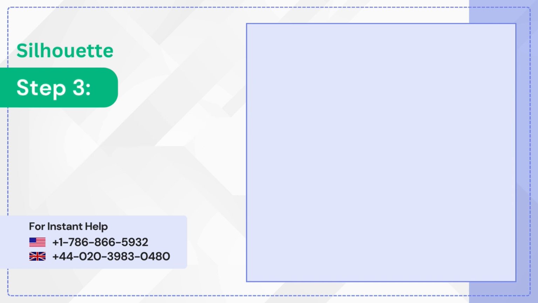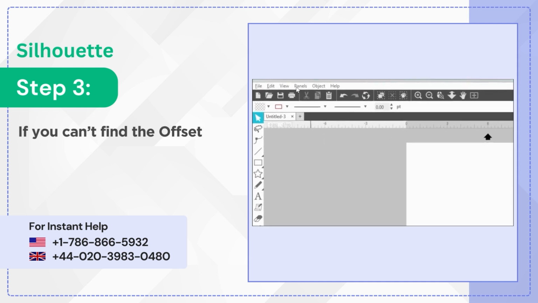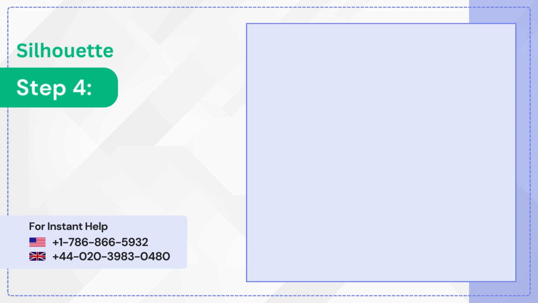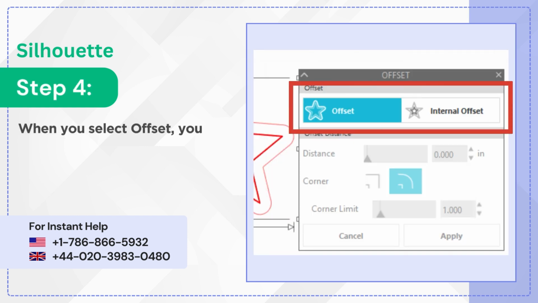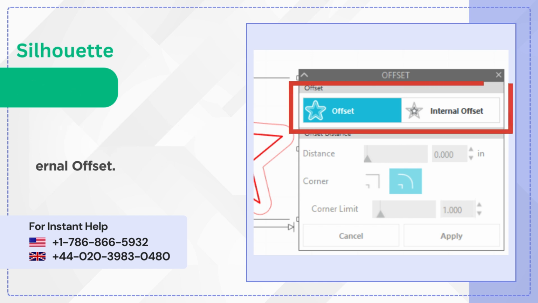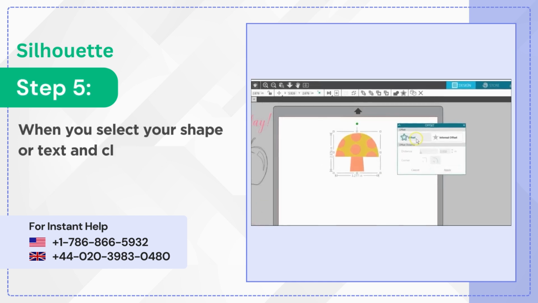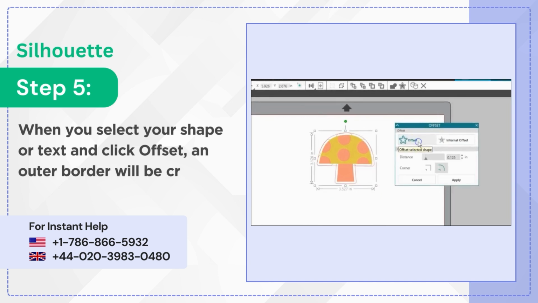Step 3. If you can't find the offset panel, go to Panels in the top taskbar and select Offset. Step 4. When you select Offset, you have two options: Offset and Internal Offset. Step 5. When you select your shape or text and click Offset, an outer border will be created automatically.